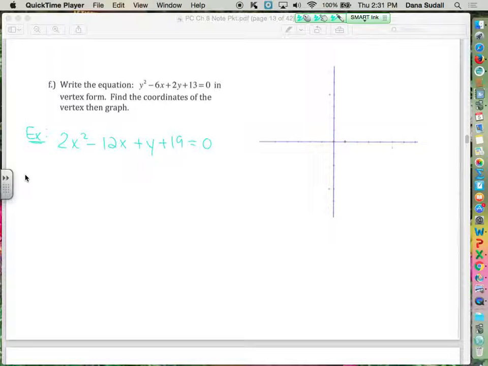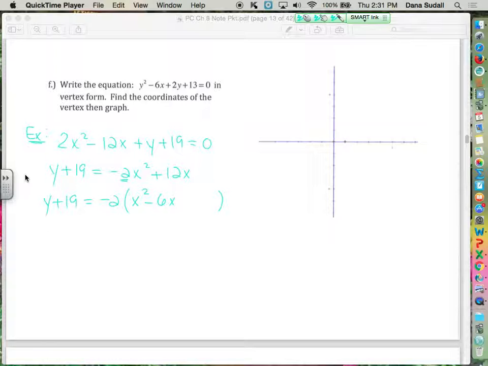So to put it in standard form, I want the y by itself, so I'm going to leave the y and the plus 19 on this left-hand side, and I'm going to move the 2x squared and the 12x to the right-hand side. And then in order to complete the square, the coefficient for x squared has to be a positive 1. So we're just going to factor a negative 2 out of both of these terms. And if I factor a negative 2 out of that 12x, I'm going to have a minus 6x. All right, so I haven't changed the value of it, I just did a little factoring on the right side.